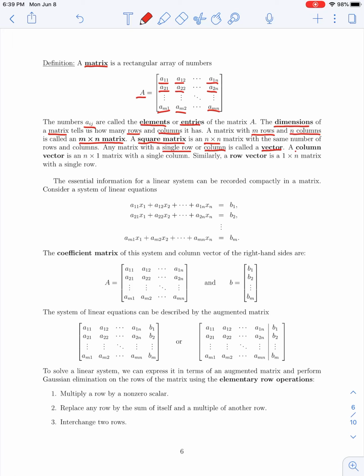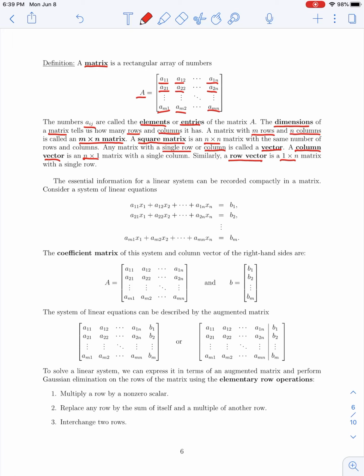In particular, we would say that a column vector is an n by 1 matrix that has a single column. So n rows by 1 column would be a column vector. And similarly, a row vector would be a 1 by n matrix that has a single row and however many columns.